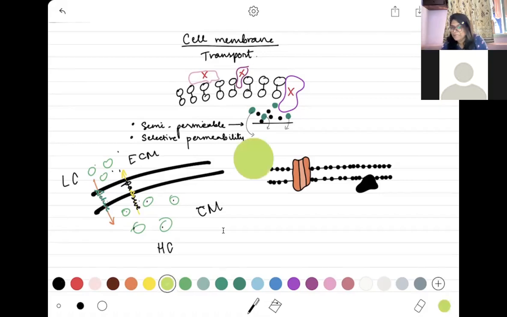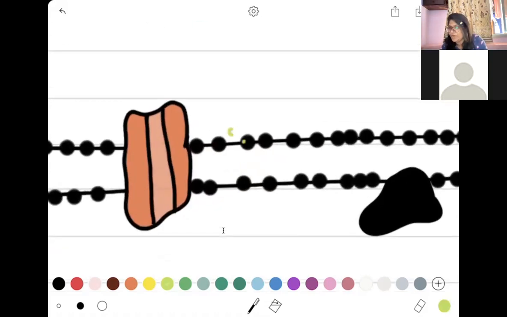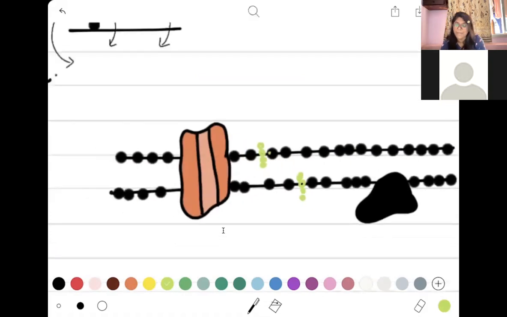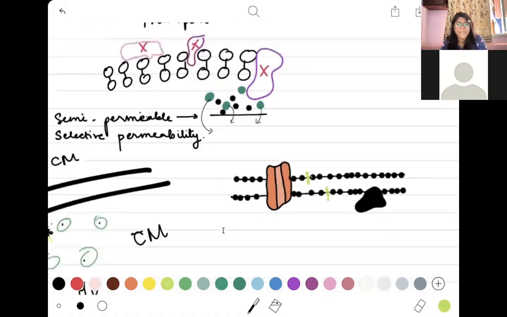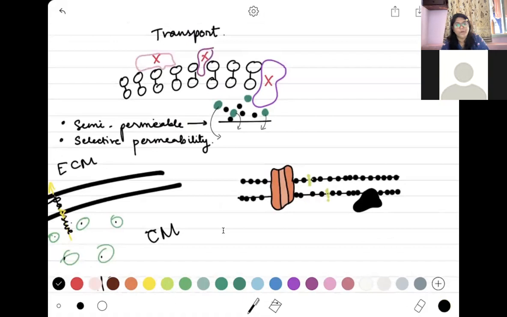Now in between here, in this particular structure, you already know that there are going to be these cholesterol chains, right? And this is basically how your cell membrane is going to look. Now the movement of the particles is basically going to be in a way that you have certain channels. So let's say this is our protein channel.